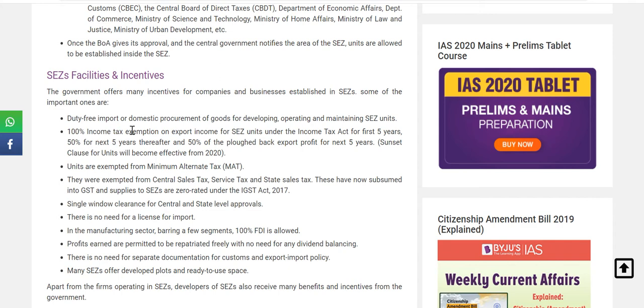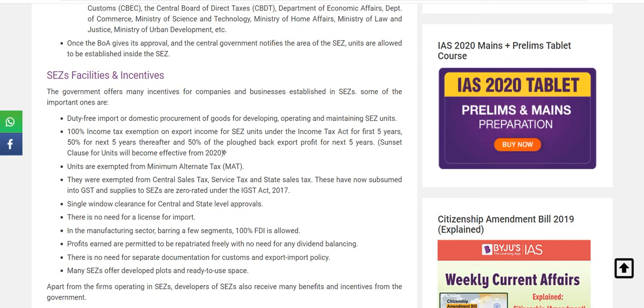Then there would be 100% tax exemption on export income for SEZ units. So these SEZs are mainly considered places from where the country would boost its exports. So on all exports from these SEZ, there would be 100% tax exemption for the first 5 years. Then 50% for the next 5 years, and 50% of the plowed back profit for the next 5 years.